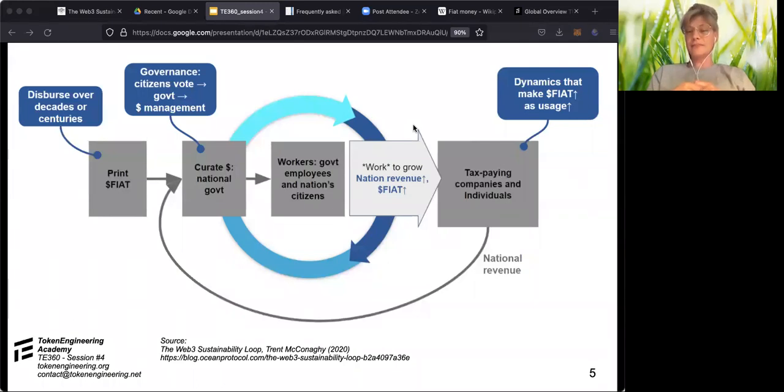Now, of course, how printing money is described in this article or in this overview is very simplified. And if you'd like to learn more, you can definitely start with the Wikipedia article about fiat money. And by the way, understanding monetary policy is really a must for token engineers to understand how we can improve on the macro level. Nevertheless, this is the nation-state sustainability loop.